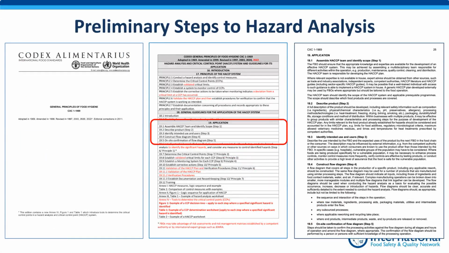Back to preliminary steps and hazard analysis. Prerequisite programs should be well established, fully operational and verified, where possible, in order to facilitate the successful application and implementation of the HACCP system. HACCP application will not be effective without prior implementation of prerequisite programs, including good hygienic practices.